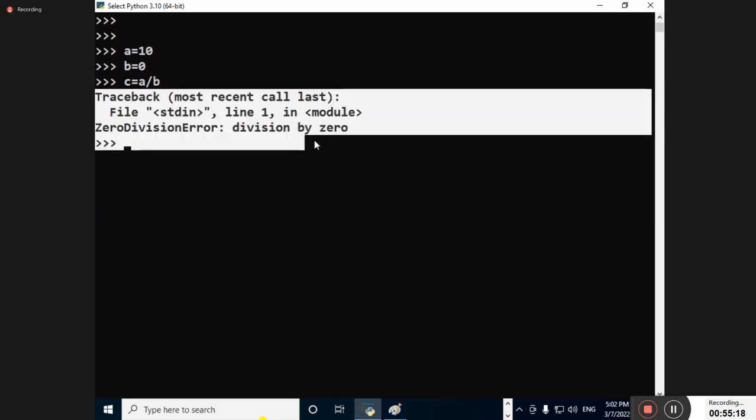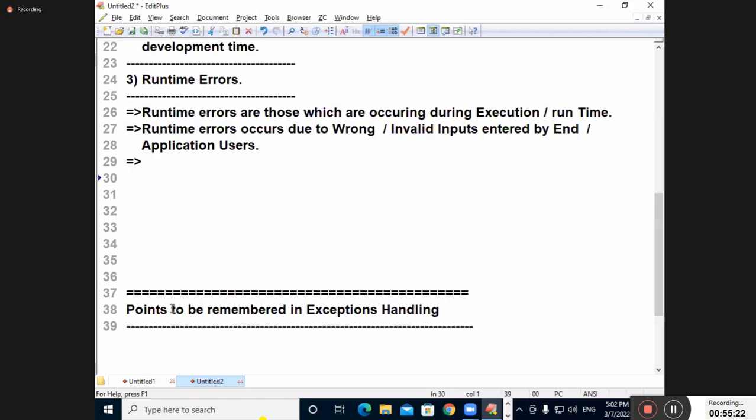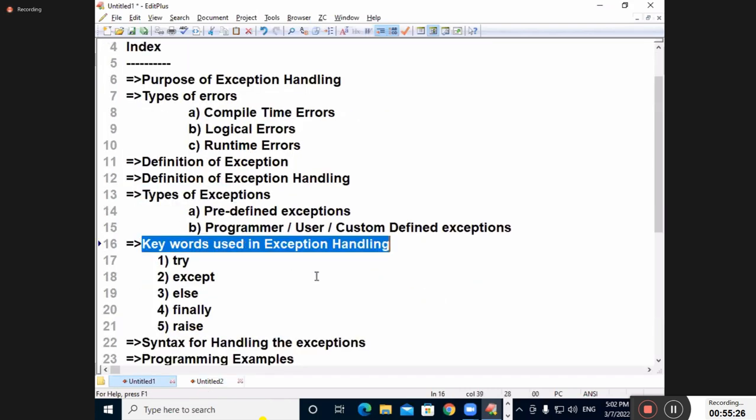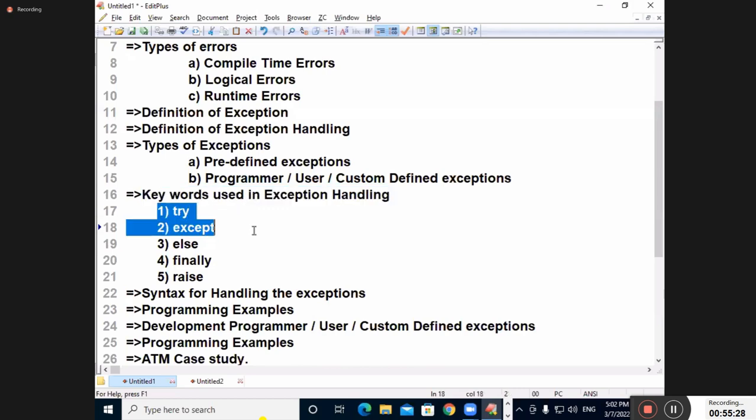Coming to the point of it, now I am slowly coming into the picture. This type of messages, how to convert it, we have in the index part. You see, in the index part, types of keywords for handling the exception. See here, try is there, except is there, else is there, finally is there, raise is there. Using those things, we will use an appropriate syntax and we will convert it.